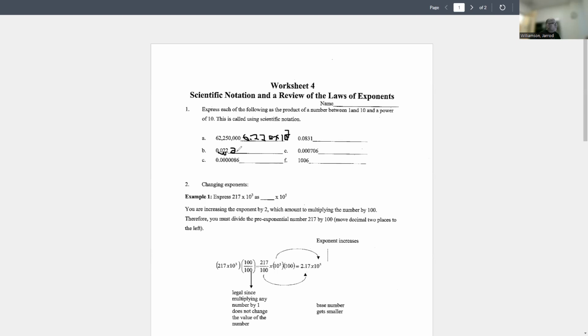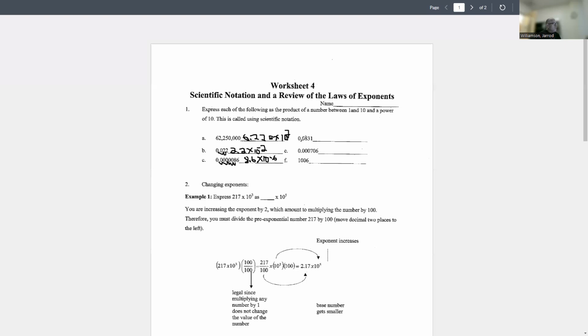So it'll be 2.2 times 10 to the minus 2. This one, I need to move the decimal point 1, 2, 3, 4, 5, 6 decimal points to the left. So it'll be 8.6 times 10. What did I say? 6 decimal places, so 10 to the minus 6.